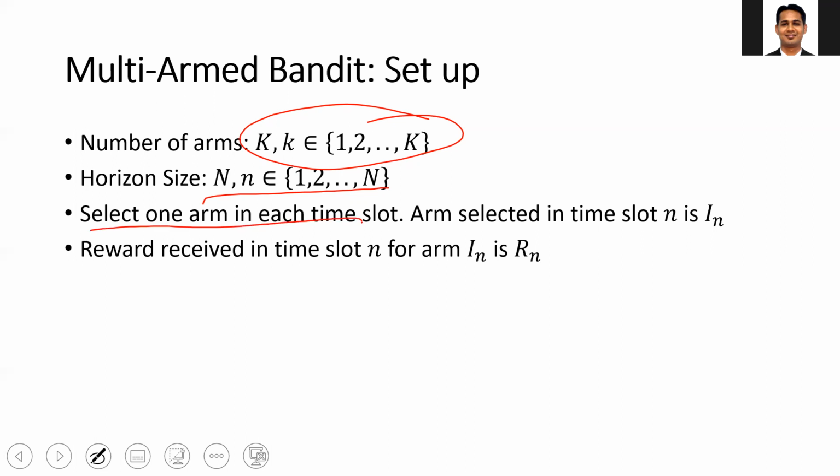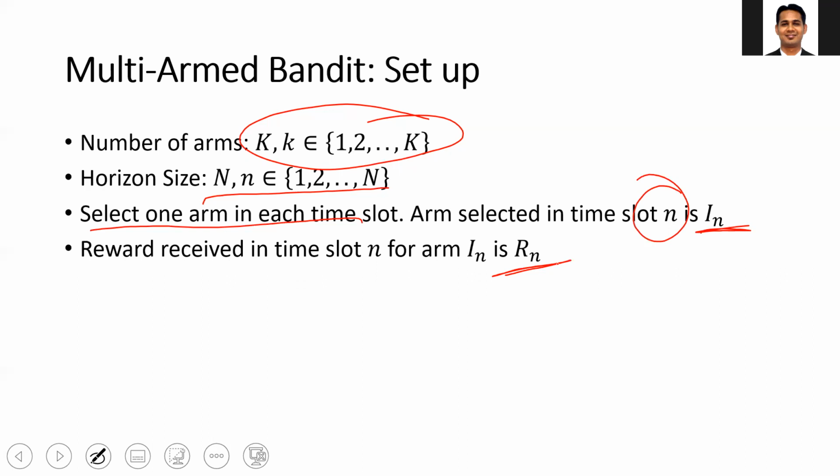And the selected arm in time slot n is denoted by I_N. Now, once you select the arm, you will receive a reward, and this reward is called R_N. For example, in a wireless channel, you transmit data over the channel, and you get how many bits are received correctly or how many bits are in error.